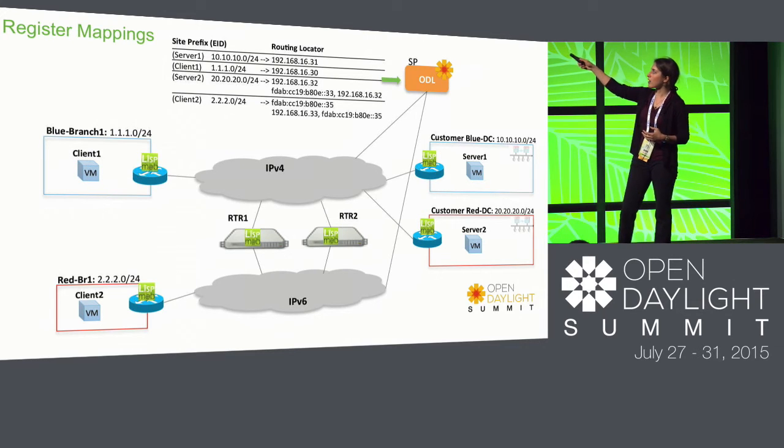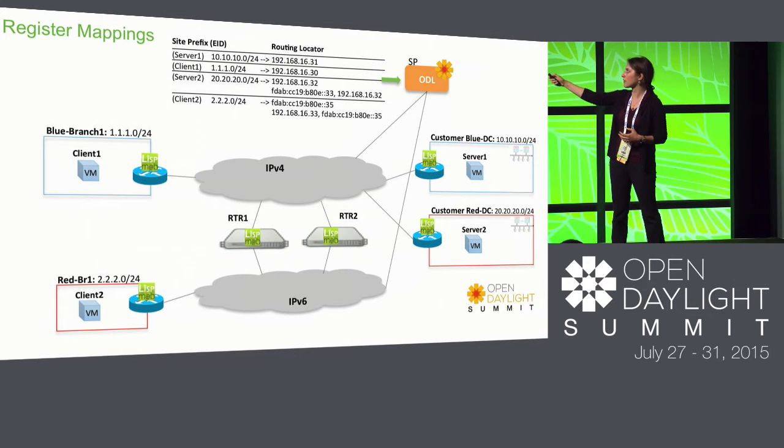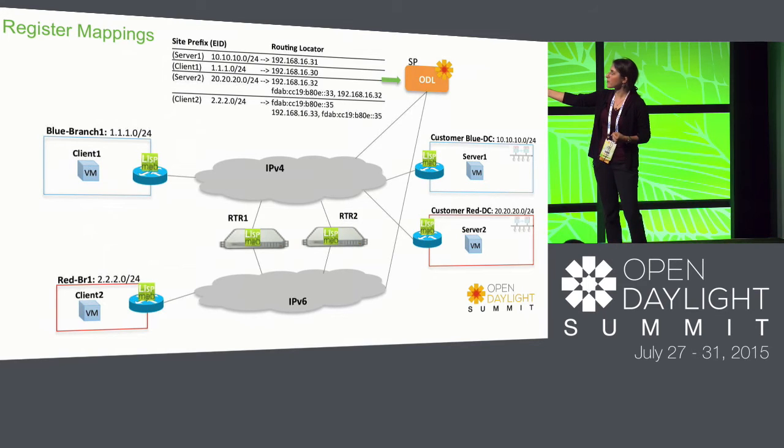So on the first row, for the server 2 of the red customer site, you can see that we have the IPv4 address for that, which is the IPv4 address of the LISP router.